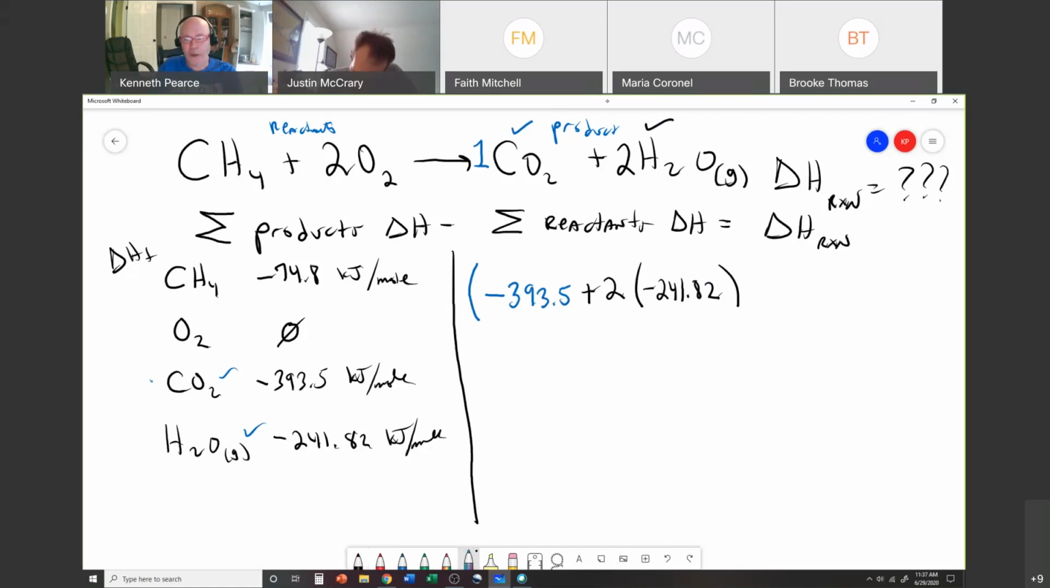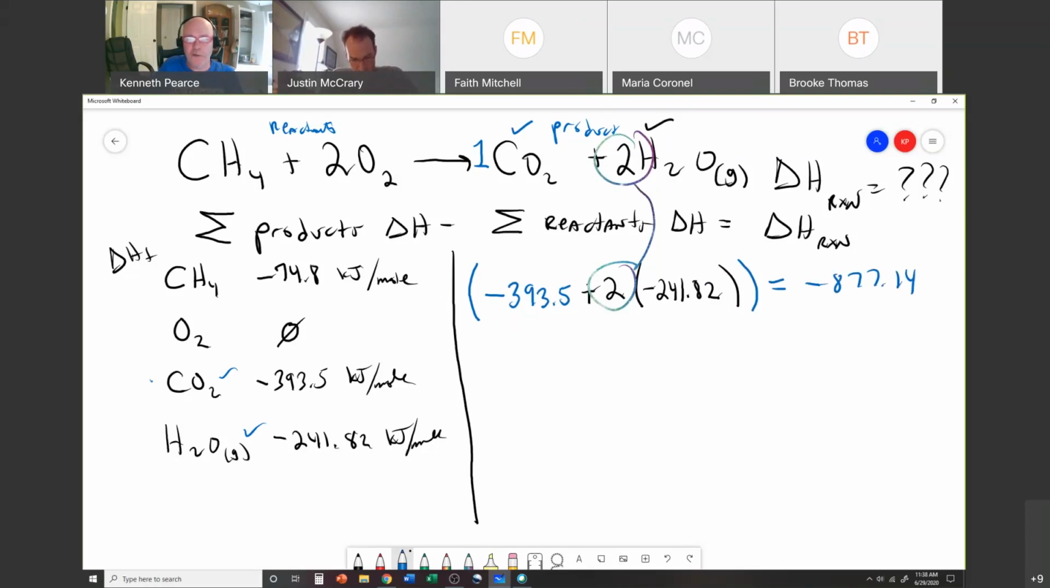Where did that 2 come from? That came from the balanced equation. It's important that it's balanced. There it is right there, okay? And so that would take care of my products. All right, and just so that I can have an intermediate number, usually I don't do intermediate numbers too often, but I'm just going to go ahead and do the minus 393.5, and then I'm going to say minus 2 times 241.82, and I get minus 877.14. All right, now that's for my products.